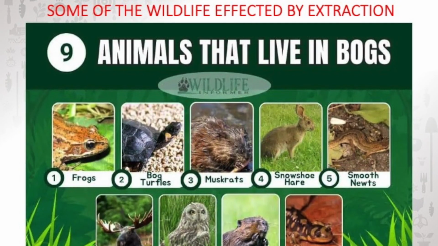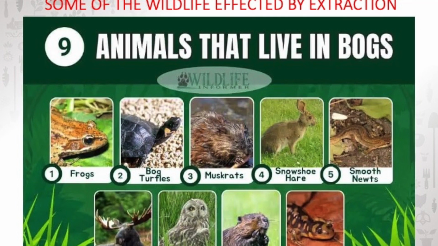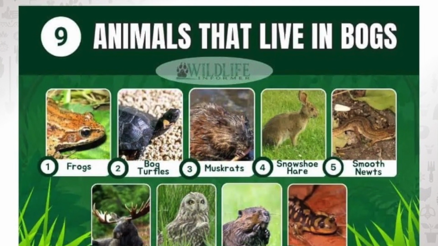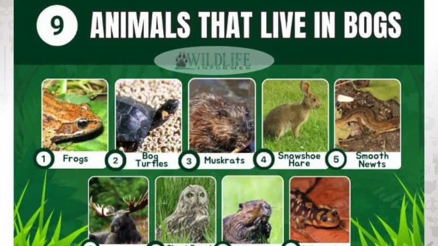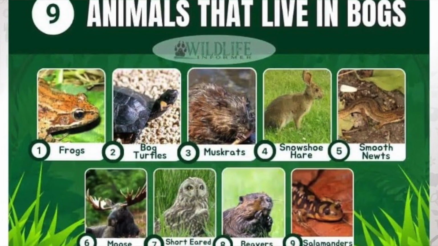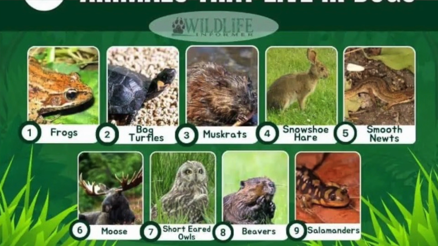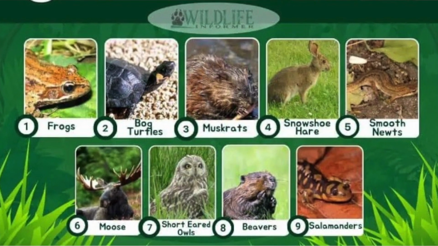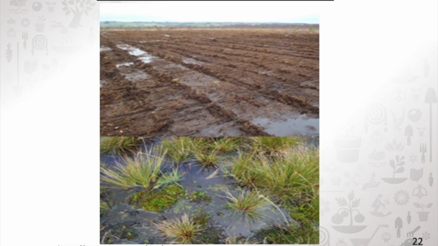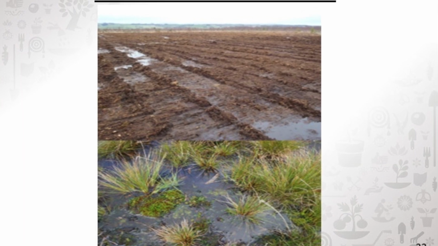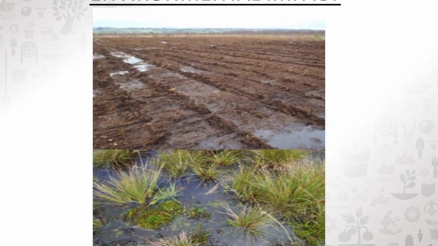These are a few of the animals that might be affected. Just a sampling. This was actually from a site in Minnesota where there are a number of bogs. And I was a little surprised to see the moose on there, but they like it in the bogs, I guess. All right, in Scotland, there are currently about 20 active extraction sites.